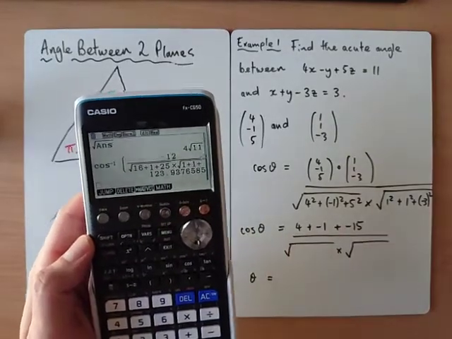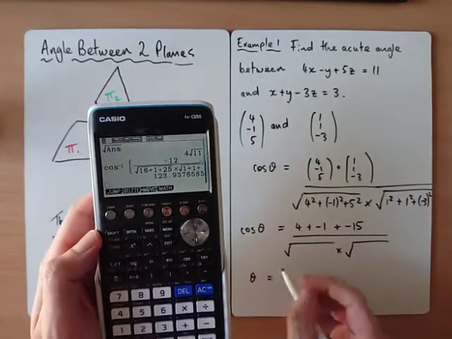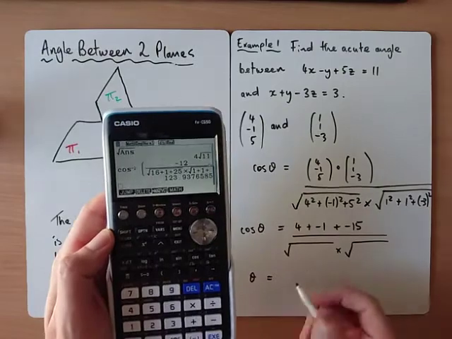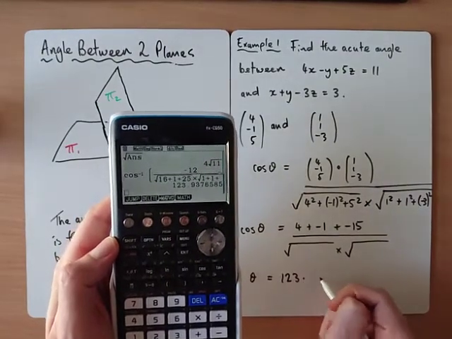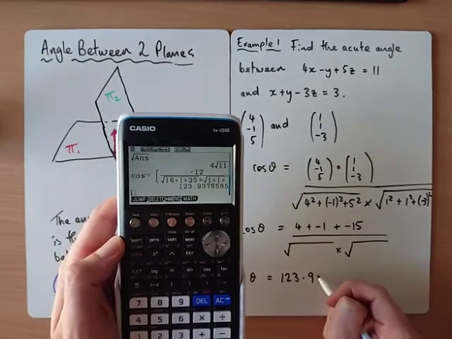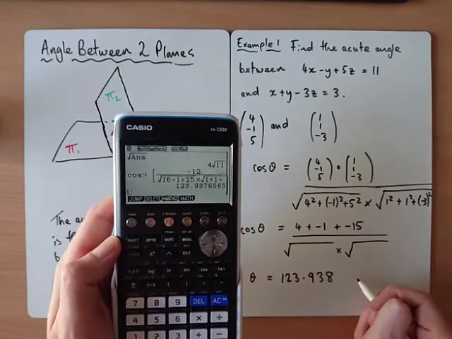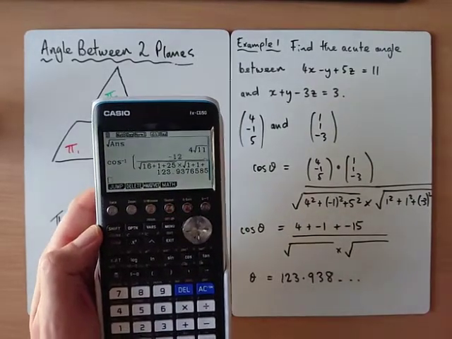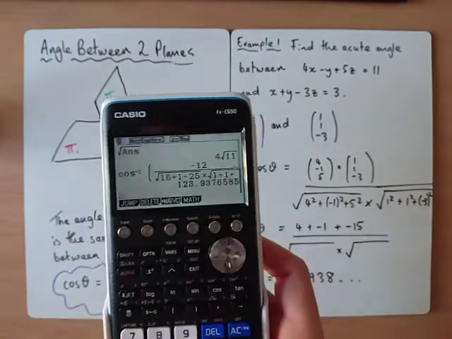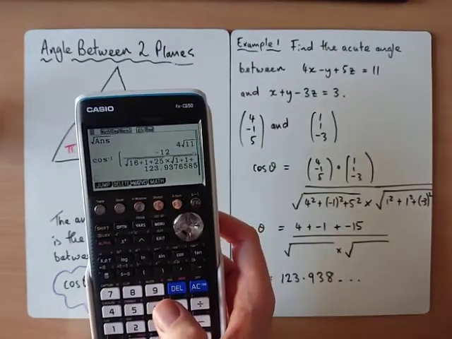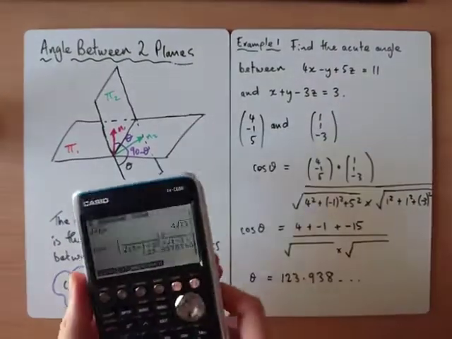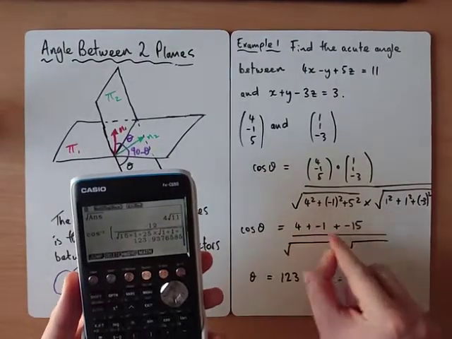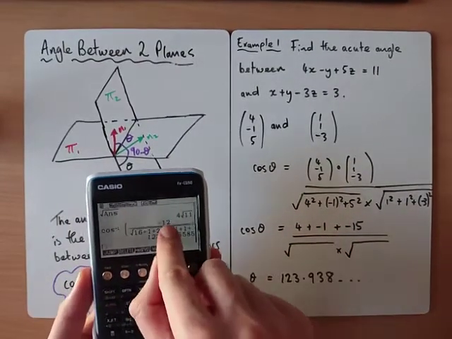Okay, so that gives me cos theta, sorry, theta itself, because I've taken cos inverse, is 123.938. Okay. So think about what's gone on there. The reason that we've got an obtuse angle, by the way, is because, see the dot product on top? This dot product is negative.